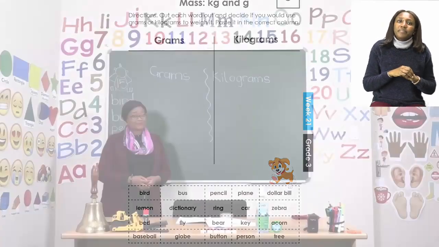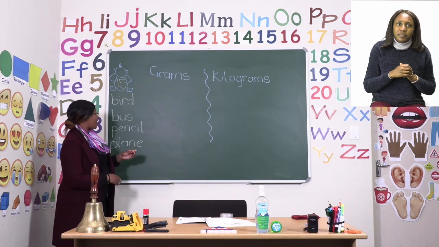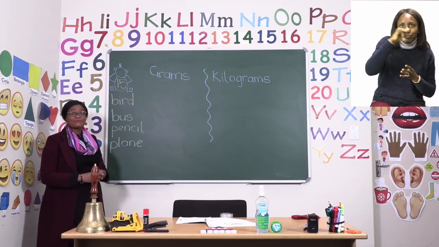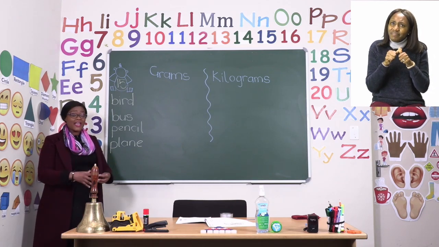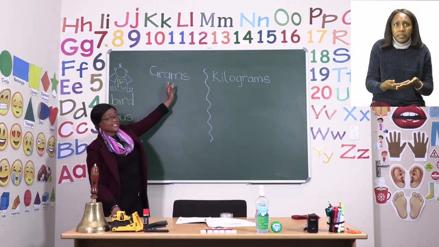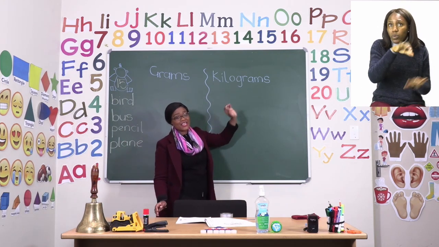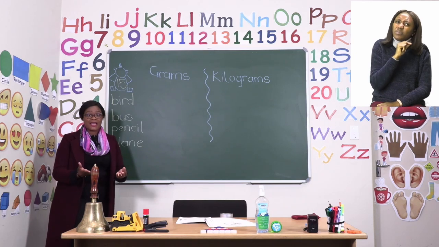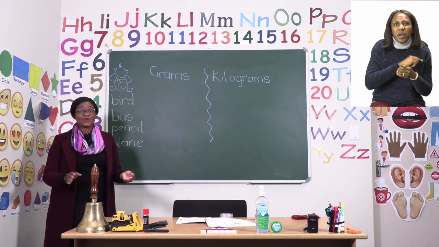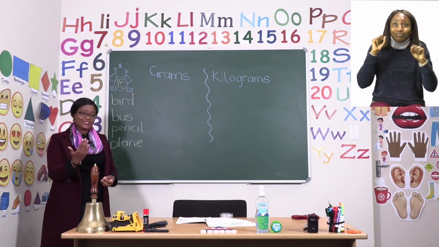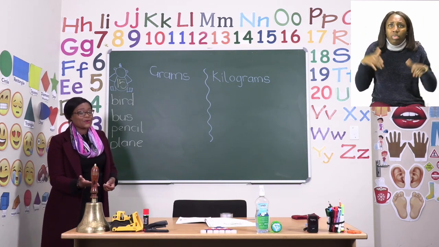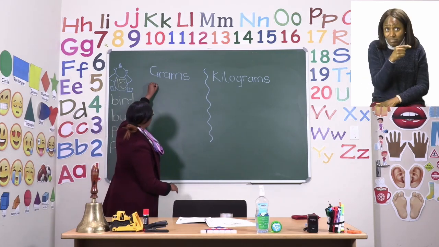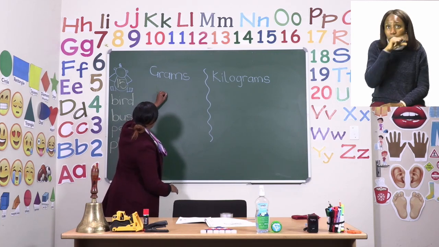Let's take a look at the board. Now, the words that we're going to do together are bird, bus, pencil, and plane. Now, remember, these are things that we actually weigh, and there are 2 forms, either grams or kilograms. Let's take a look at the first one, a bird. Now, normally birds are quite light, especially because they need to fly. So, if they weighed a lot, they would actually fall to the ground. In this case, we can say that we can measure birds in grams. So, you can put birds in grams.